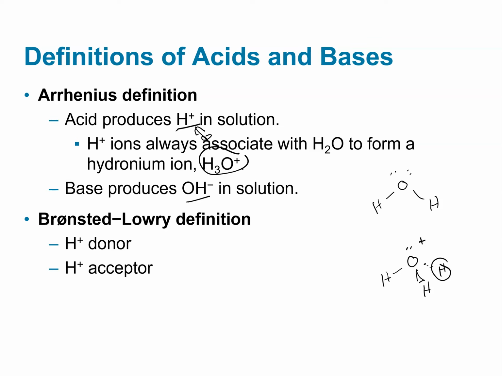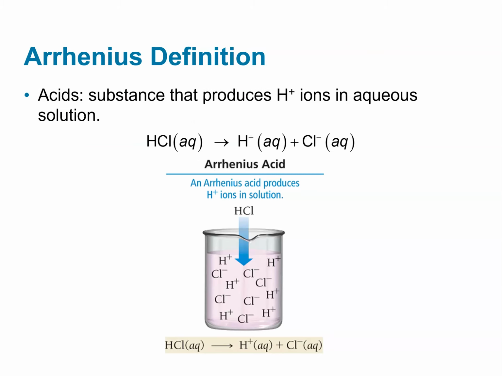Now, the Bronsted-Lowry definition doesn't lean on base-producing hydroxide. Instead, it differentiates between the two as one being a proton donor, which would be your acid donating proton, and one being a proton acceptor in the case of the base. Because not all bases have hydroxides.